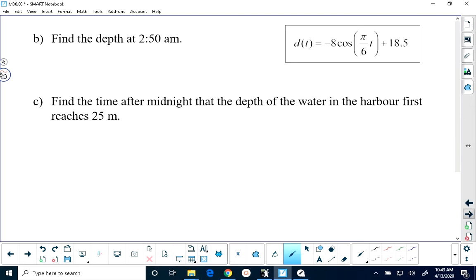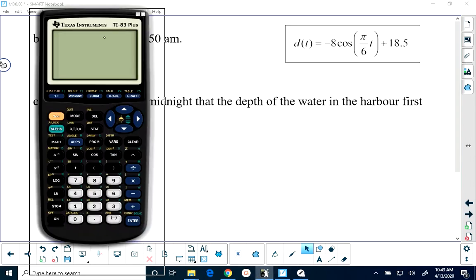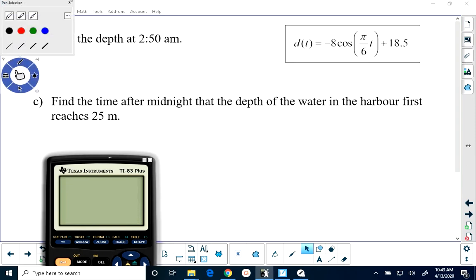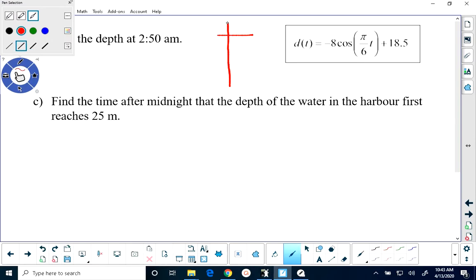Let's take a look at B. We're simply going to use our graphing calculator here to answer, well, B and C. I want you to notice in B, though, before I get to the graph, that in B, you were given a time, and you were asked to find a depth.